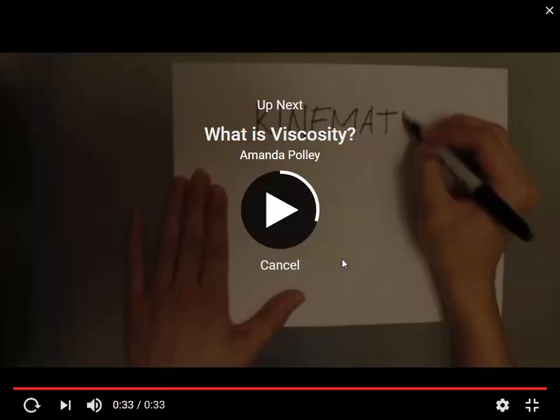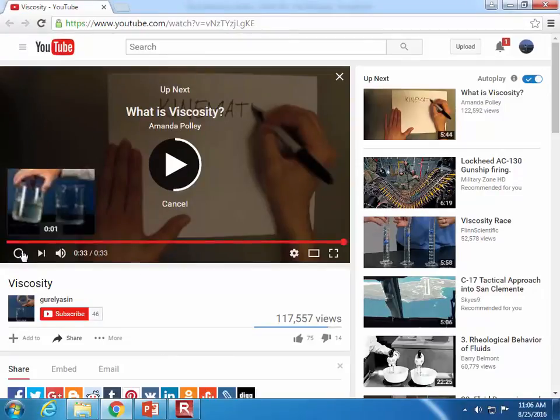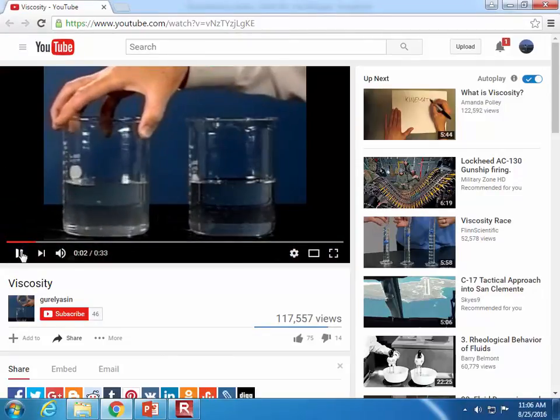It's viscous. And so what was the force that was being applied at the beginning here? Just shaking it back and forth. That was a shear stress that was being applied.